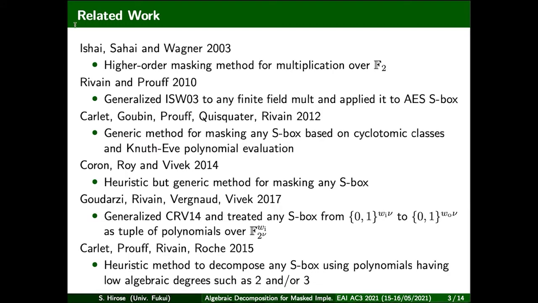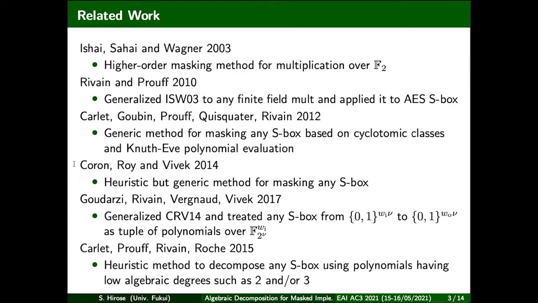And this page shows some pieces of related work. The first one is by Ishai, Sahai, and Wagner in 2003. They presented a higher-order masking method for multiplication over GF(2). After that, Rivain and Prouff in 2010 generalized the method by Ishai et al. to any finite field multiplication and applied it to the AES S-box. Then Carlet et al. presented a generic method for masking any S-box based on cyclotomic classes and Knuth-Eve polynomial evaluation in 2012.